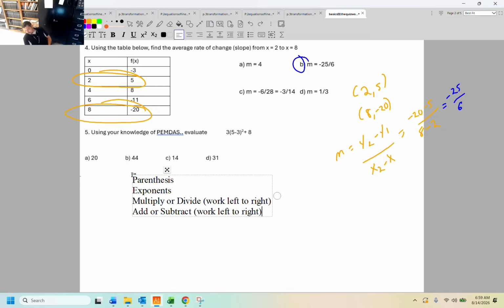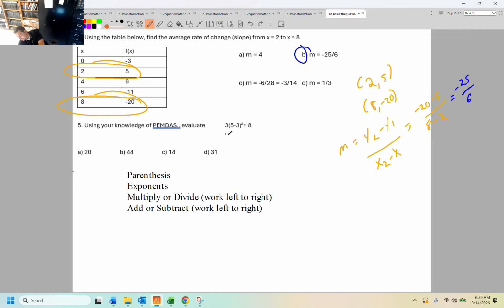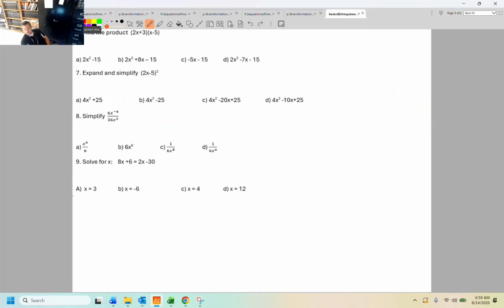But anyway, first thing I'm going to handle is these parentheses, and I know, and you know, that 5 minus 3 is 2. It always has been. Now I'm at exponents. I see 2 with a 2, so it's 2 squared, that's 4. All right. Multiply, 3 times 4 is 12. And then add, 12 plus 8 is 20. Choice A.